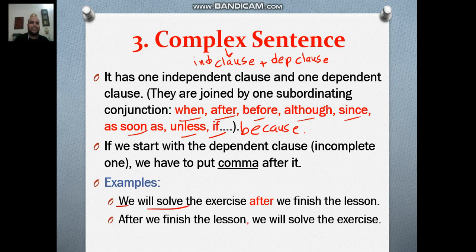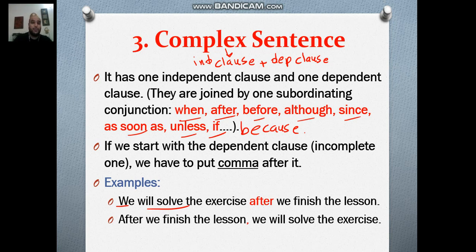A complex sentence formula, just like in math, is an independent clause plus, of course a comma, a subordinating conjunction, plus a dependent clause. I think it's too easy.